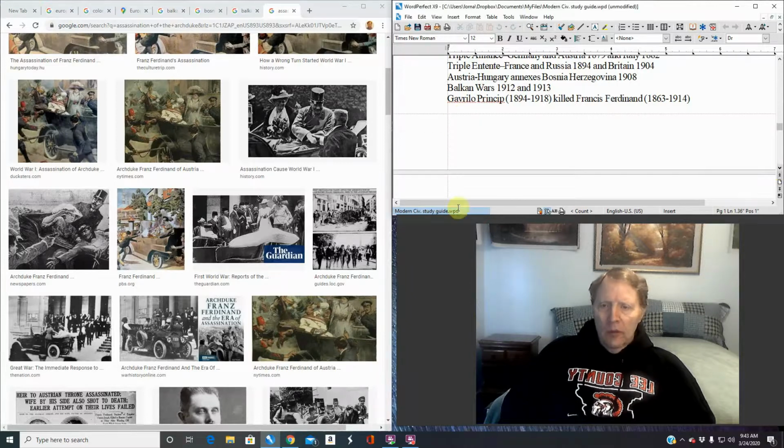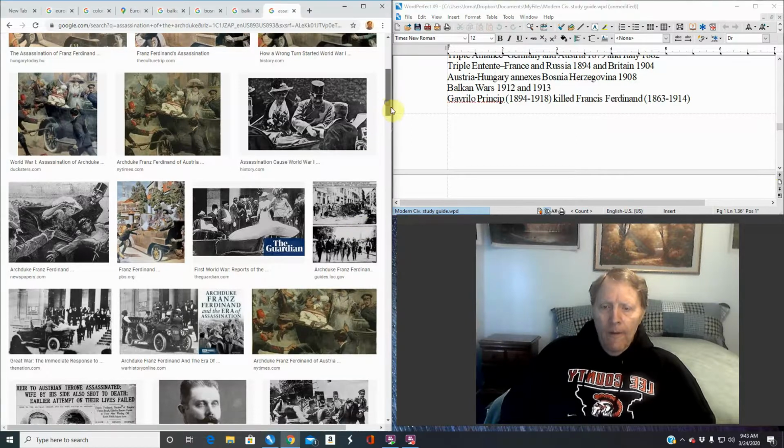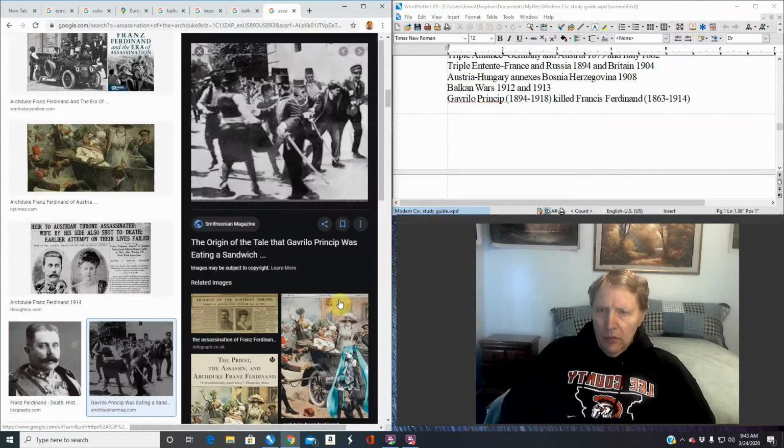Well, we have photographs here. I'd like to show you one where actually on the spot people grabbed him. The police grabbed him. Here's Princip, grabbed almost immediately. There's no chance for him to get away. The other assassins are grabbed as well.